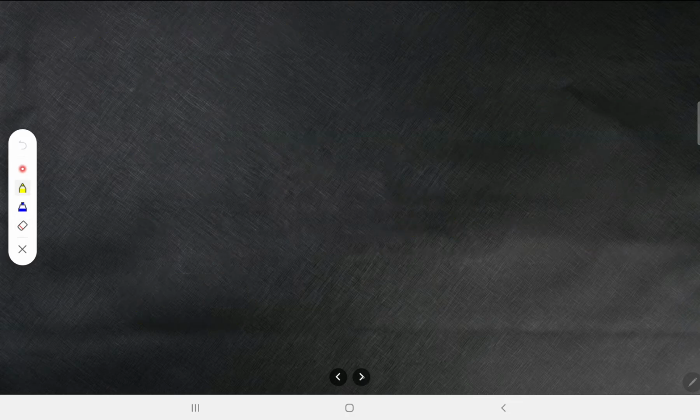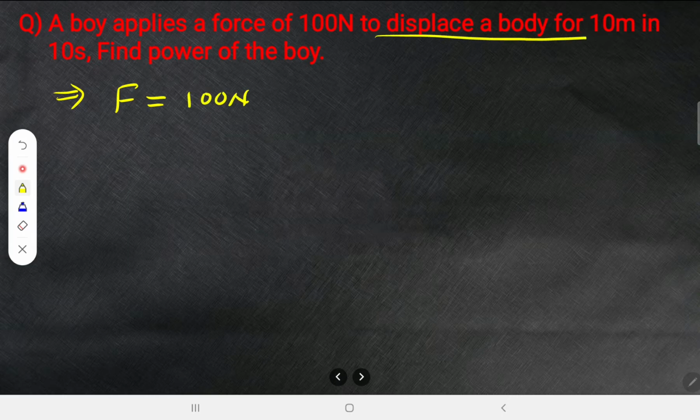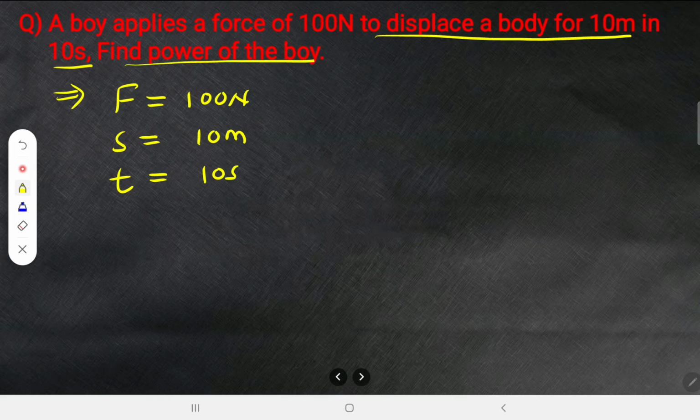All right, fine then. Moving forward, let us take some questions, okay? Here is the first question. A boy applies a force of 100 Newton. That means the force is going to be 100 Newton, to displace a body for 10 meter. The displacement of the body is 10 meter, and he is going to take 10 seconds. The time is going to be 10 seconds. Find the power of the boy.